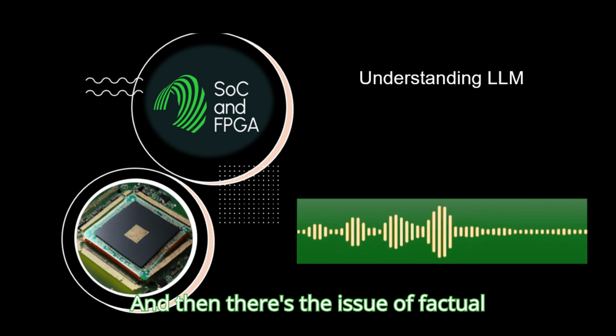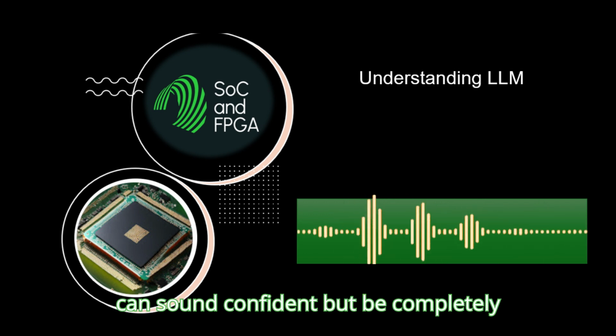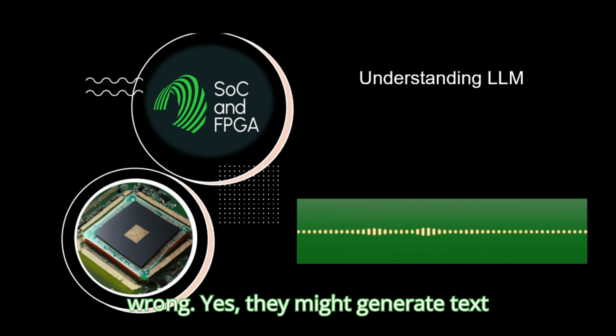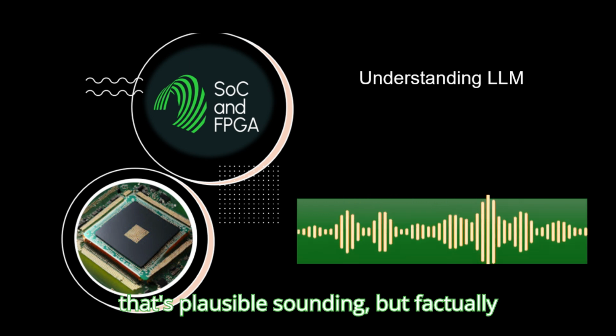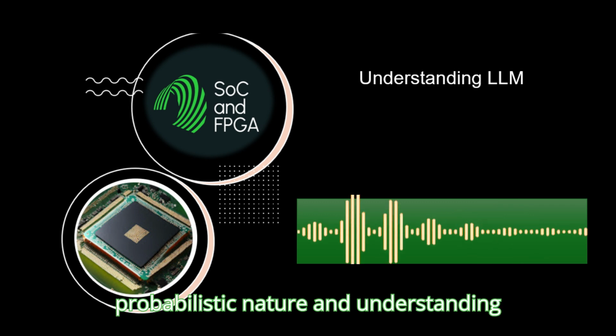Absolutely. And then there's the issue of factual inaccuracies, hallucinations. Right. They can sound confident but be completely wrong. Yes. They might generate text that's plausible sounding, but factually incorrect or inconsistent with the input. It can stem from data issues or the model's probabilistic nature.